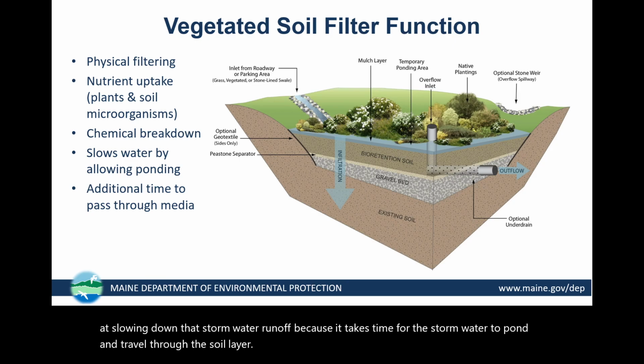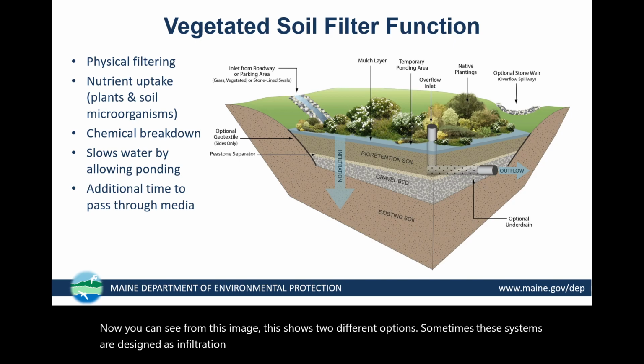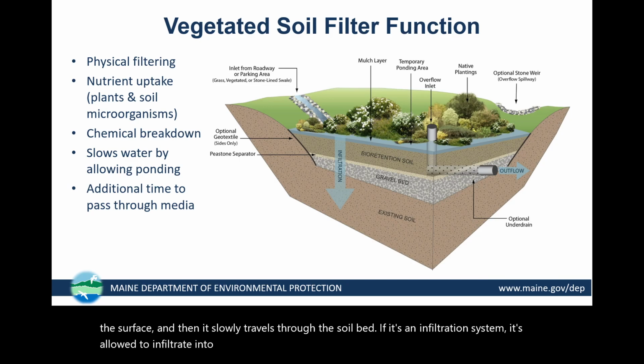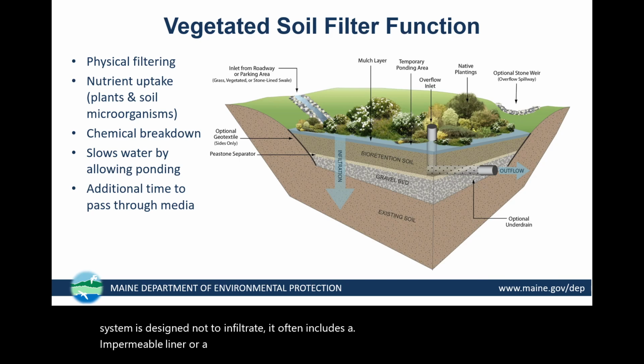Now you can see from this image, this shows two different options. Sometimes these systems are designed as infiltration systems, which means stormwater enters the basin, it ponds on the surface, and then it slowly travels through the soil bed. If it's an infiltration system, it's allowed to infiltrate into the existing soils on the site, or the native soils. If the system is designed not to infiltrate, it often includes an impermeable liner or a clay liner to prevent water from entering the native soils.